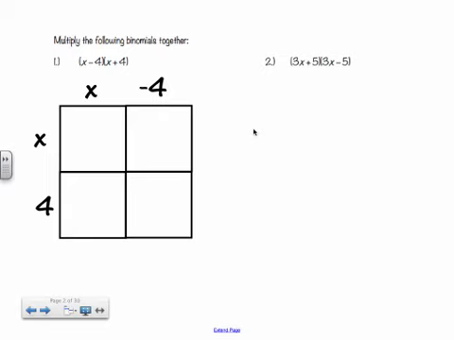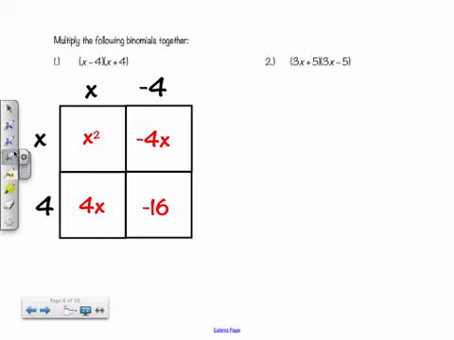Use the box method for this one, and then press pause and compare with my answer and see how you did. So if you notice in the box, you end up getting x squared minus 4x plus a positive 4x minus 16. And if you were to combine these like terms right here, they actually end up canceling each other out. So these are gone, and you end up getting x squared minus 16.